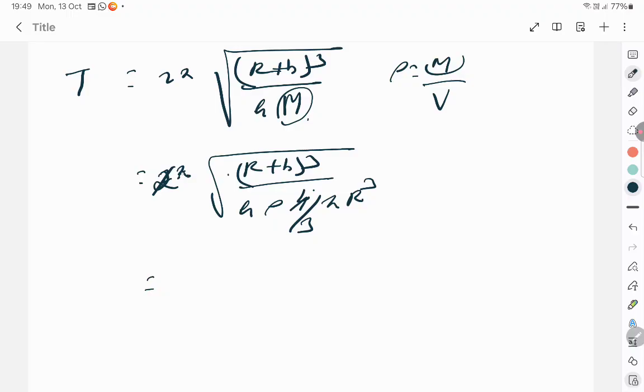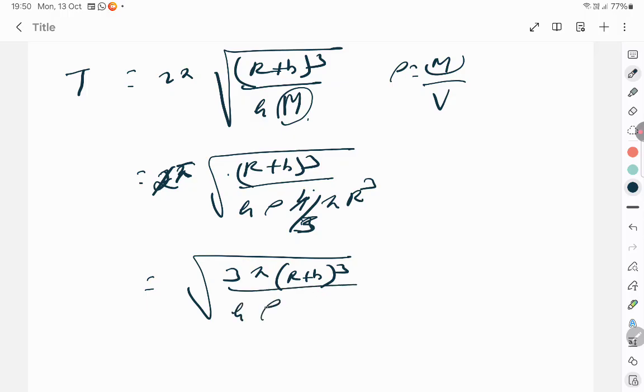The pi goes inside the root. When pi goes inside the root, it becomes pi square, and this pi and that pi will get cancelled. And this 3 will go up. So therefore, the formula will be 3 into pi into (r plus h) the whole cube by g into rho.